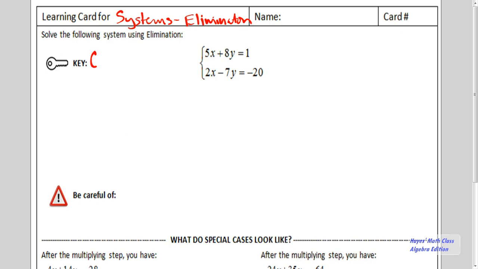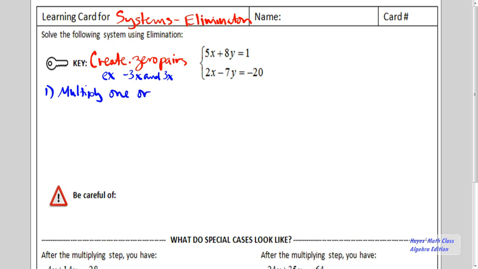Big key idea here is you're going to create zero pairs. Zero pairs being numbers that when you add them together, so for example, negative 3x and 3x, because when I add those together, you're going to get 0. And so the first thing that you need to look at is, if you need to, you're going to multiply one or both equations to create that zero pair.